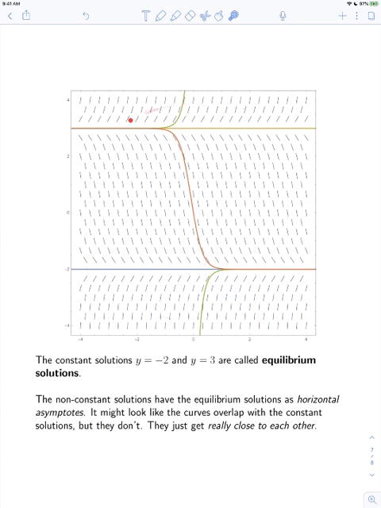This sort of behavior that you see represented in the slope field is very typical of these autonomous differential equations, where the rate function does not depend on the independent variable, at least not explicitly. It only depends on y in this case. And this sort of shape, where you have constant solutions called equilibrium solutions, and the non-constant solutions approach them asymptotically, is very typical of these autonomous differential equations.